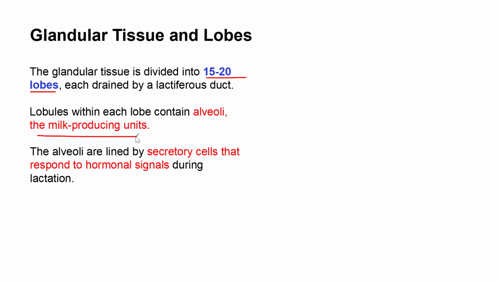The alveoli are lined by secretory cells that respond to hormonal changes during lactation. We should understand that the alveoli responsible for producing milk are lined by secretory cells, and the major role of these secretory cells is to respond to hormonal changes during lactation.